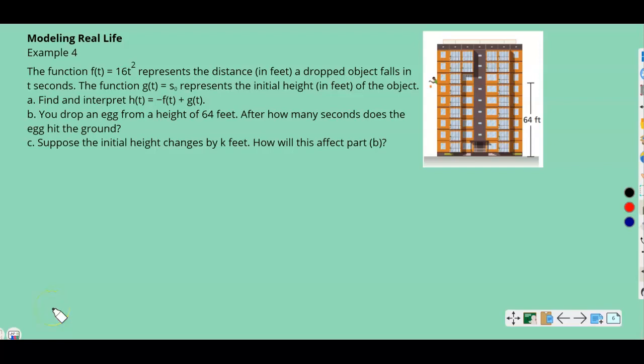All right, we are continuing to graph f of x equals ax squared plus c. This is the second video, so we are on example 4. All right, modeling real life.